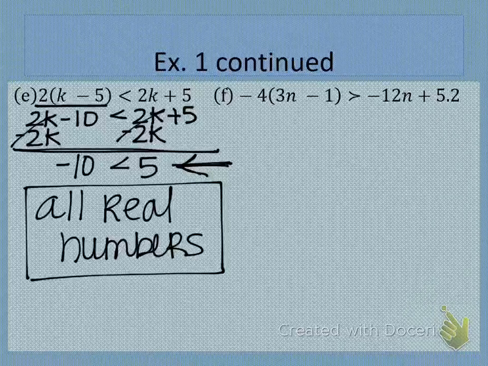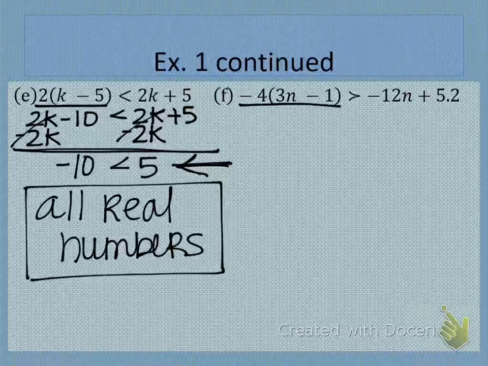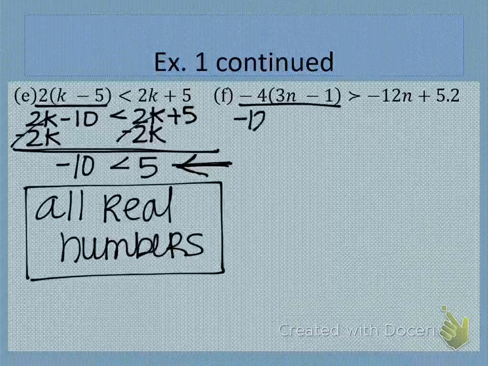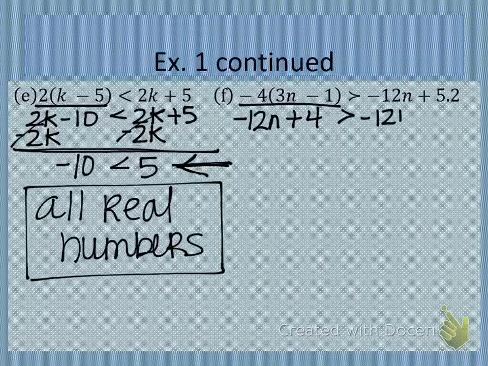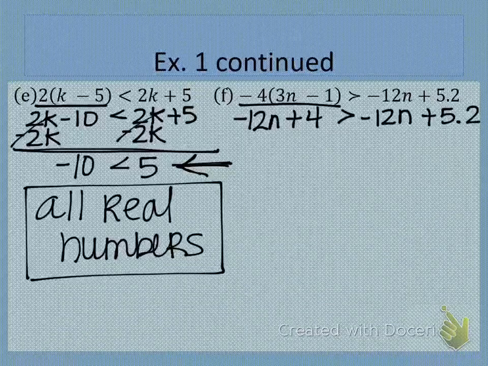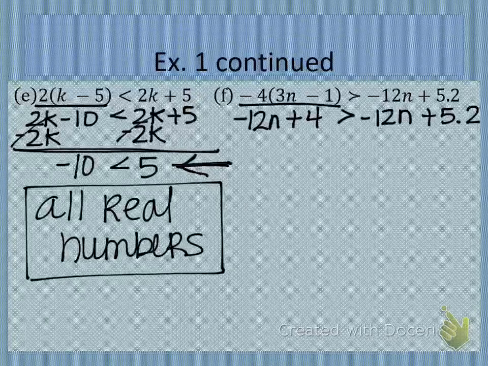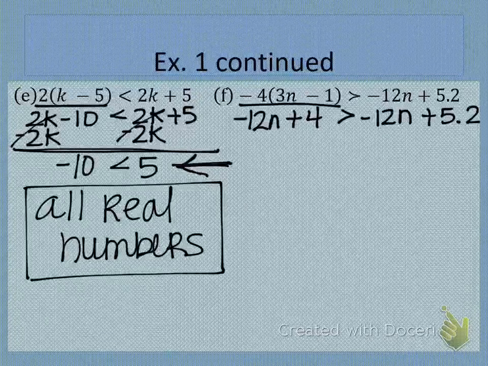All right, look at letter F. What are we going to do first on letter F? Distribute. Okay? So when we distribute, what do we get? Negative 12n plus 4 is greater than negative 12n plus 5.2. Very good. We distribute and we get negative 4 times 3n, which is negative 12n. Negative 4 times negative 1 is positive 4. And then we bring down what we have not used.